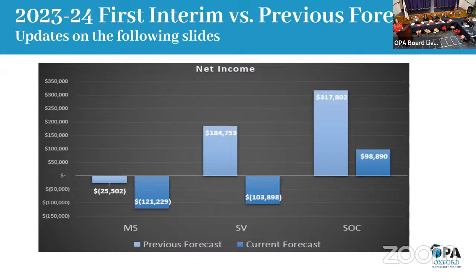For SV, we originally projected a positive $185,000 net income. We are currently now at first interim presenting a negative $104,000 net operating income. For SOC, we originally projected a positive operating income of $318,000, and currently at first interim projecting a positive net operating income of $99,000. The next few slides will provide updates and the changes reflecting these changes.